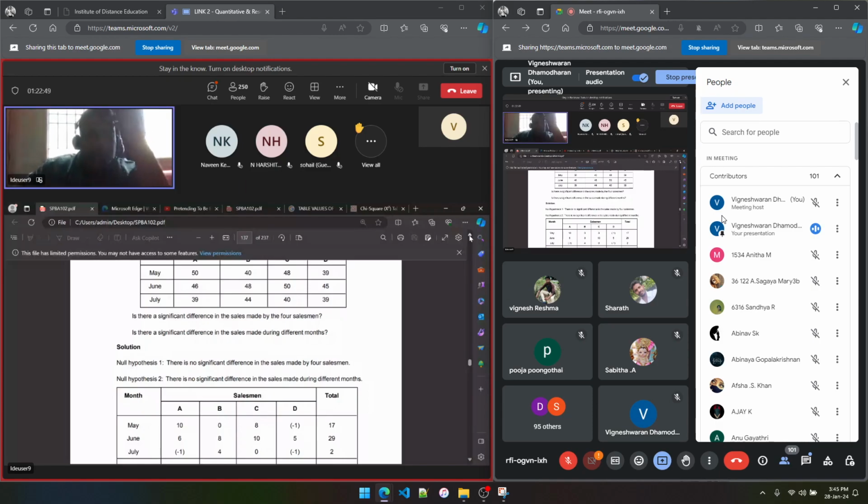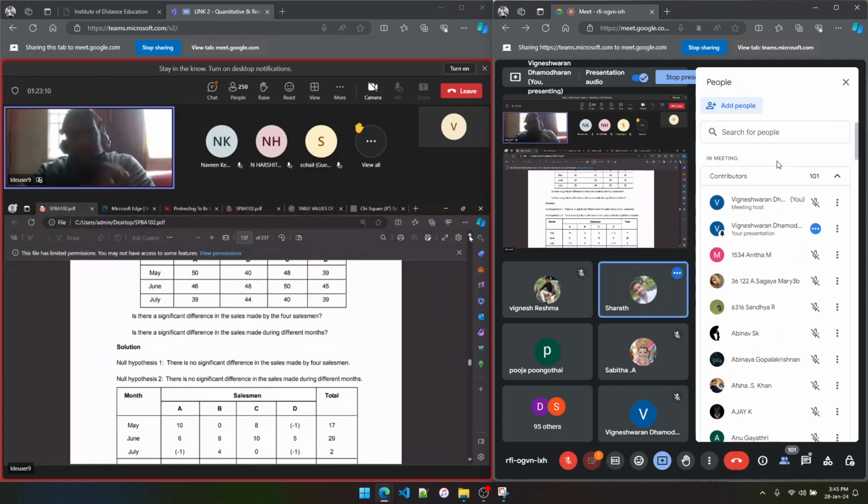What is the least value in your first column? The least value of the first column is 50, right? Sorry, 40. The least value of the first column is 40. The least value that we have selected should be deducted from the other values of the first column.